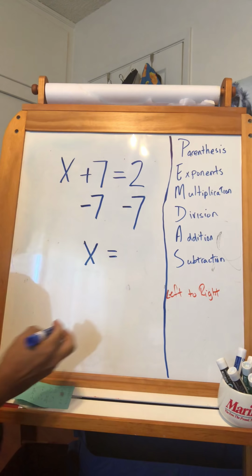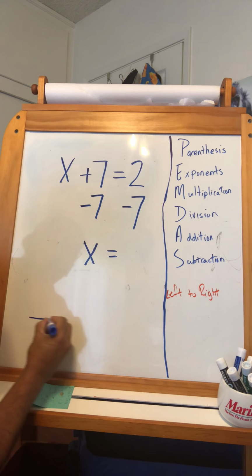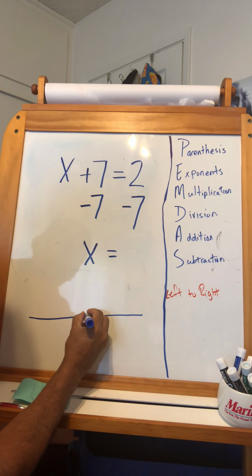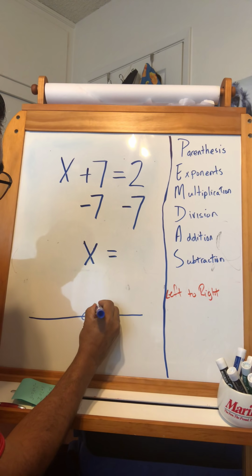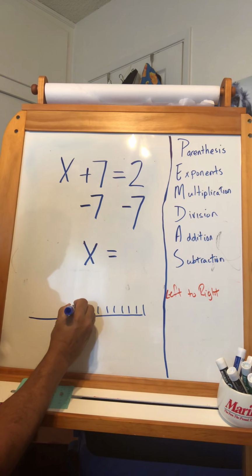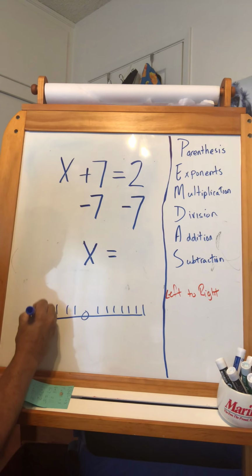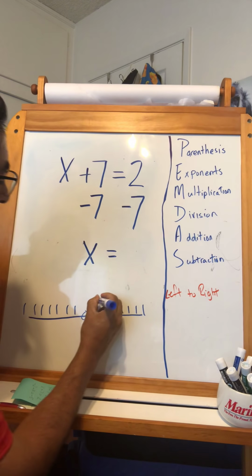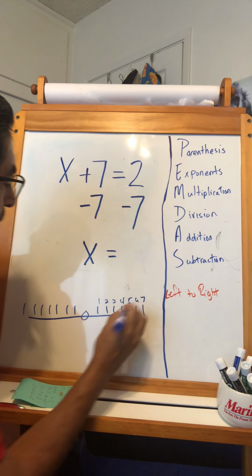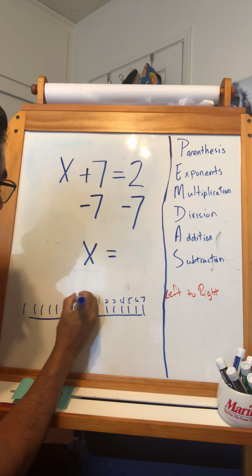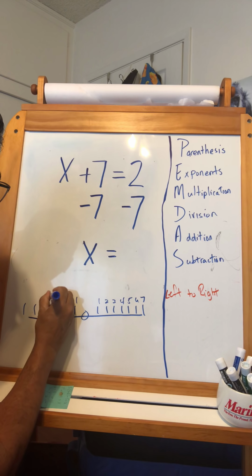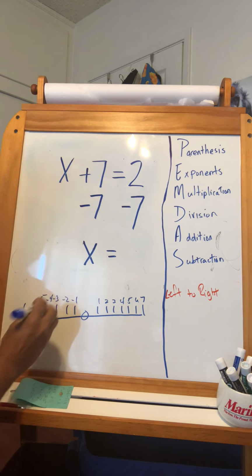But as we talked about with the number line, let's make a quick number line here. And let's go 0, 1, 2, 3, 4, 5, 6, 7. So here, this is 2, 3, 4, 5. Just to make sure everybody's clear. And this is the negatives: negative 2, negative 3, negative 4, negative 5, and so on.